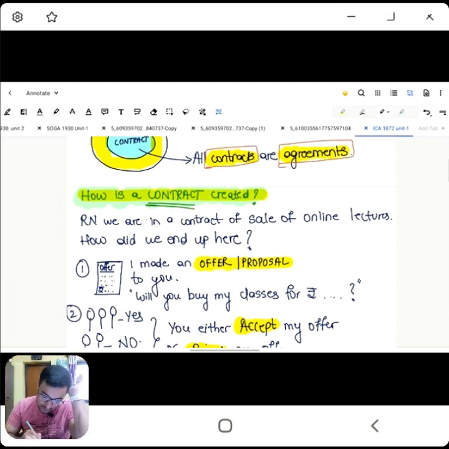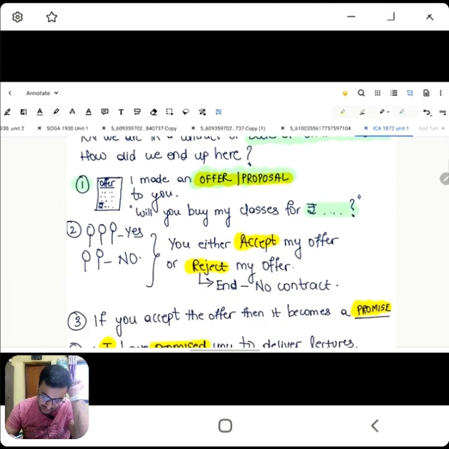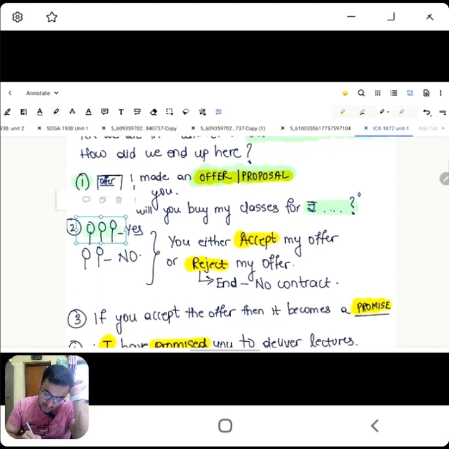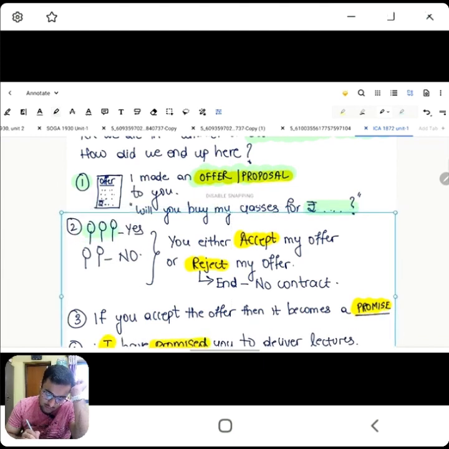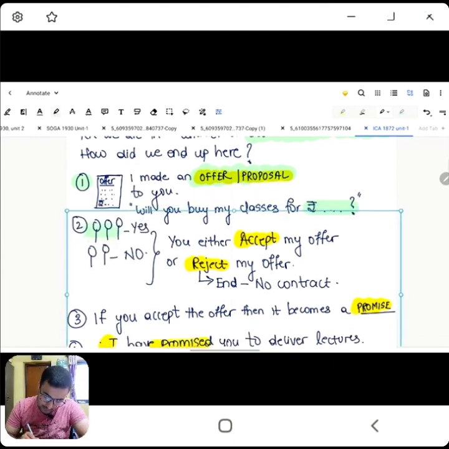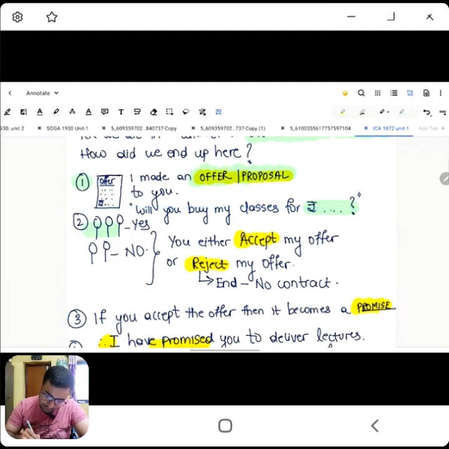Now, we are considering this particular contract of sale of online lectures to students. So me as a faculty, I made an offer to you that I will teach you law. Will you buy my classes for rupees so and so? As of now, my classes are free, but if you all like it, I may charge you in future. Okay. Three of you, say, suppose said, "Oh wow, yes, sir, we really want to buy your classes." Fine. So you all agree, you all accept my offer.